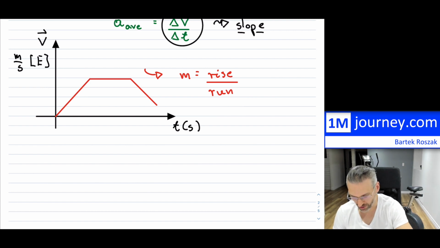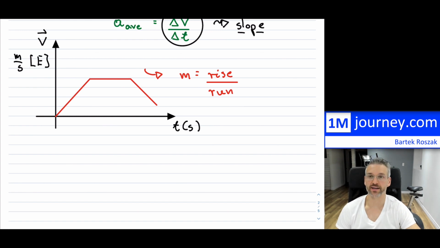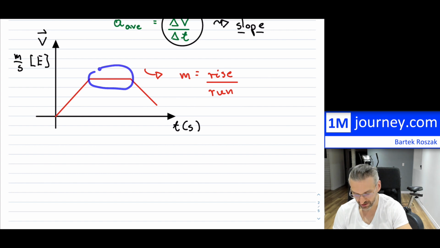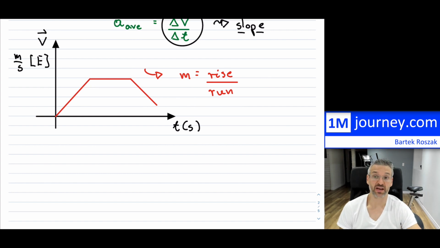In here, I have a positive slope. I'm going in the same direction because it's on the east side, so it looks like I'm speeding up. Here, it's a slope of 0. So basically, I'm just maintaining my actual velocity here. So no acceleration at all.